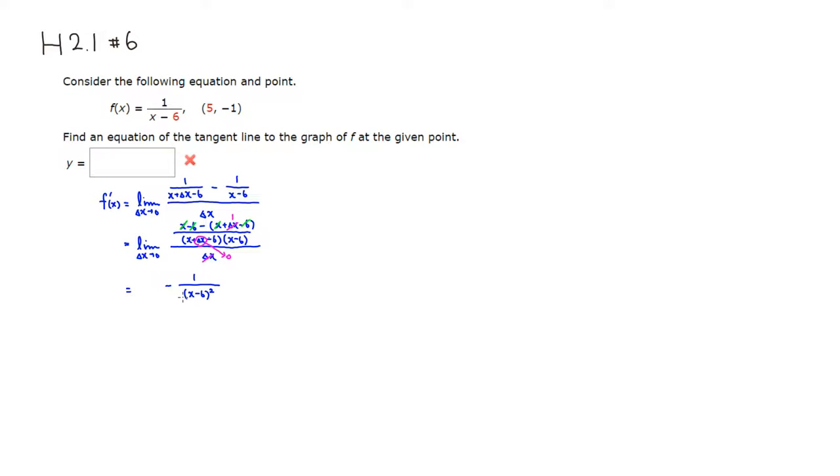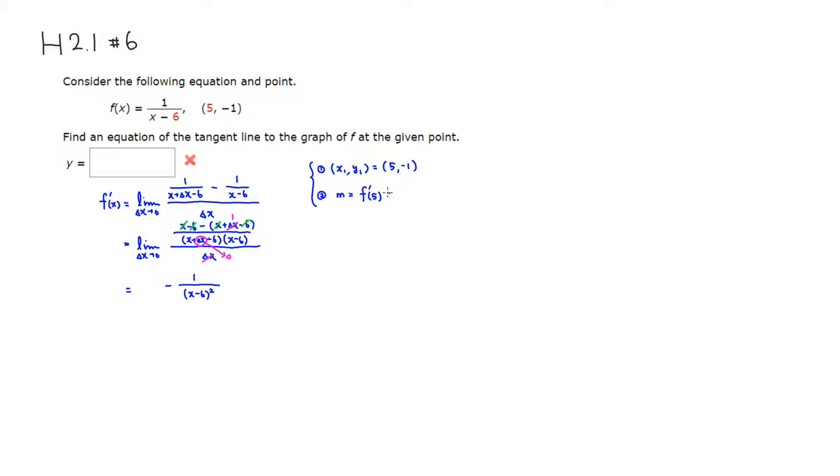All right, so we have a point. Remember that we need a couple of things. One, we need a point. I'm going to call it x1 comma y1, which is given here. So it's 5 comma negative 1. And the second thing we need is the slope, m, which can be found by taking the derivative, which we did, and then plugging in 5 into it.